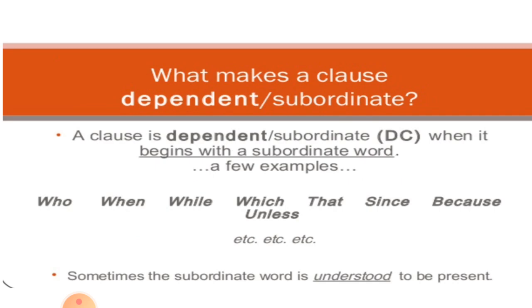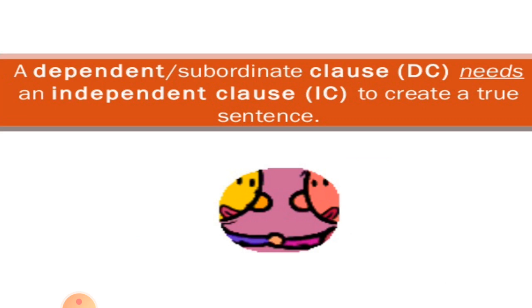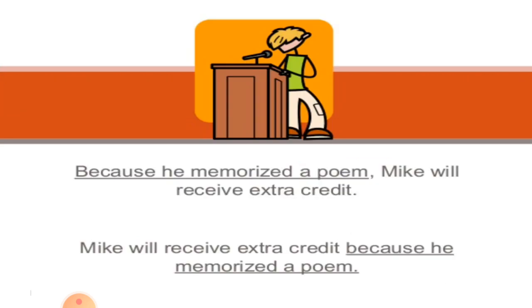A clause is dependent or subordinate when it begins with a subordinate word. Here are a few examples: who, when, while, which, that, since, because, unless, etc. These are some subordinators. Sometimes the subordinate word is understood to be present. A dependent or subordinate clause needs an independent clause to create a true sentence.